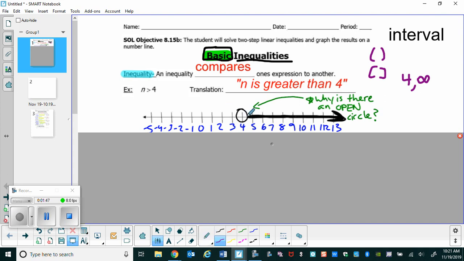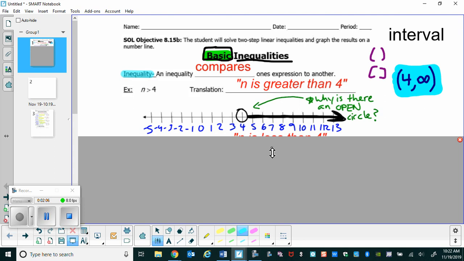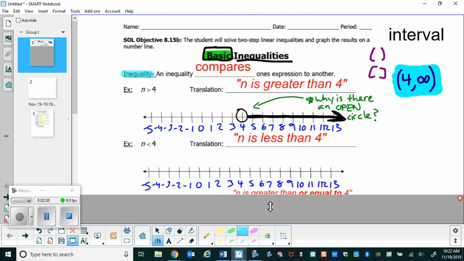So since it could not equal the 4, it's parentheses, and you can never equal infinity, so the infinity symbol will always get parentheses. Don't worry if you're struggling a little bit right now with this piece of it, with the interval notation. That's going to be something that we continue to show and review throughout the video. All right, now we're going to take a look at the next one.